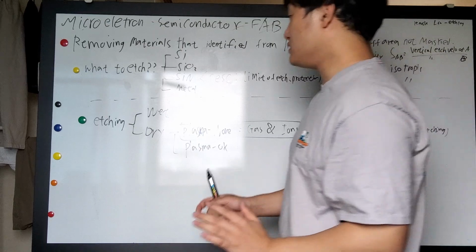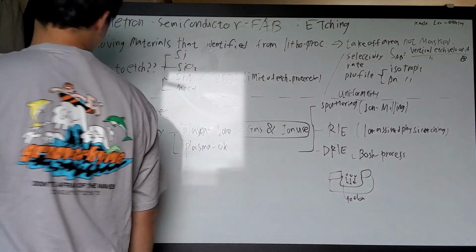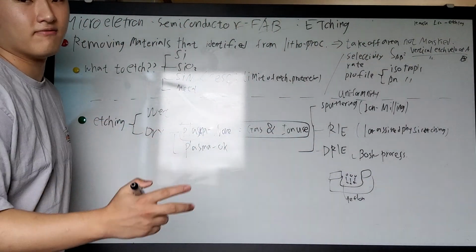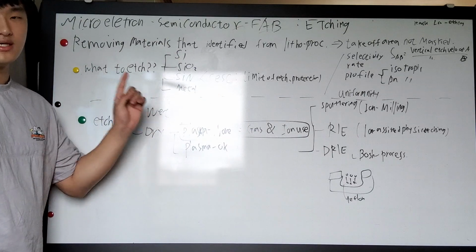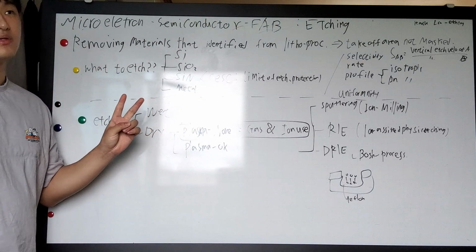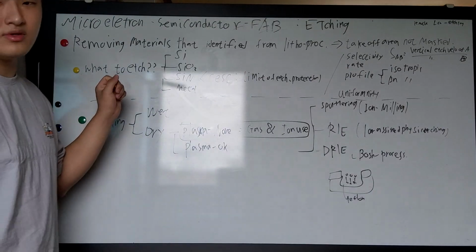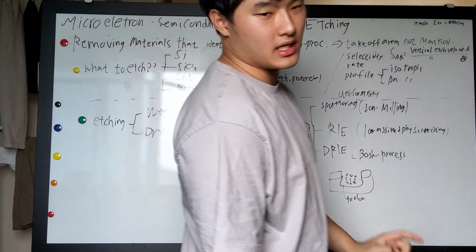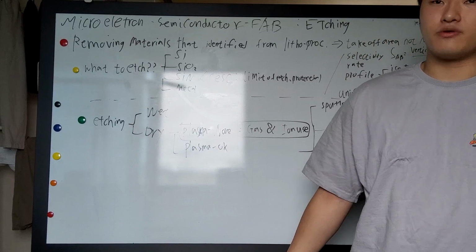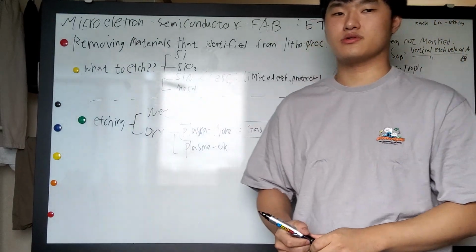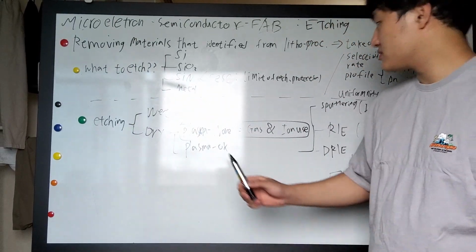There are two typical ways of etching: first, chemical, and second, physical. Etching means removing material selectively from the areas that we want.